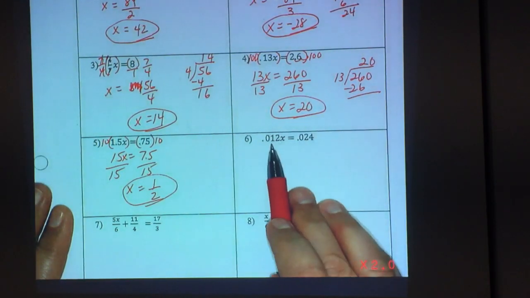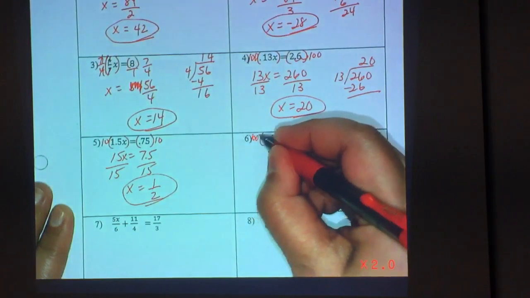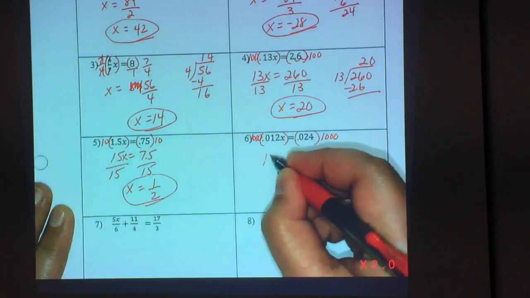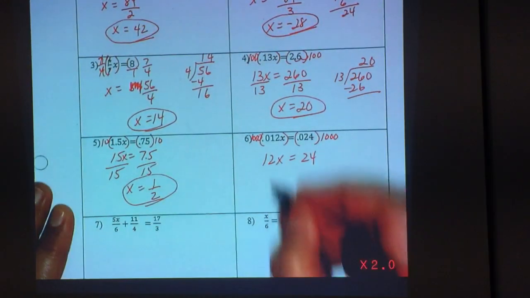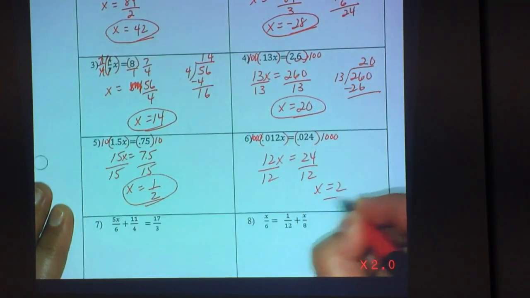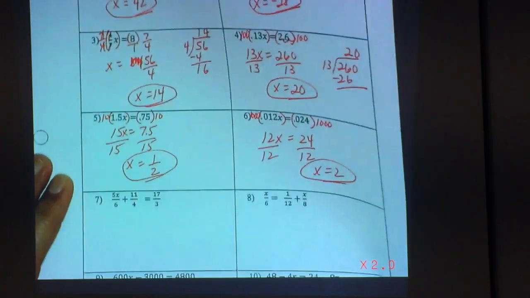So this is my coefficient. How many decimal places are there? 1, 2, 3. So we're going to multiply by 1,000. 1, 2, 3 zeros. So this becomes 12x equals 24. Oh, look at how sweet that is. Divide by 12. x equals 2. You should have been able to do that in your head. Now we're jamming.